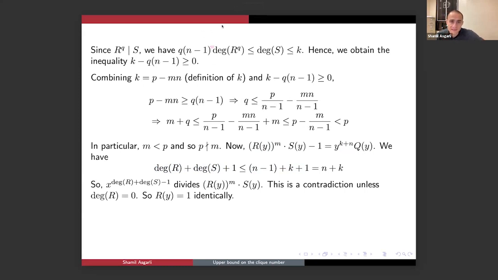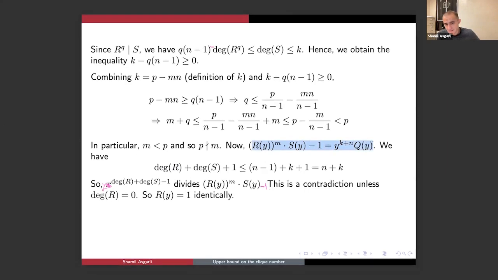But this means that this is y, not x. We don't have x here. This is just y. Y to the power of degree of R plus degree of S minus 1 divides Ry to the M minus S of Y minus 1. Right. This is just because of this identity here.